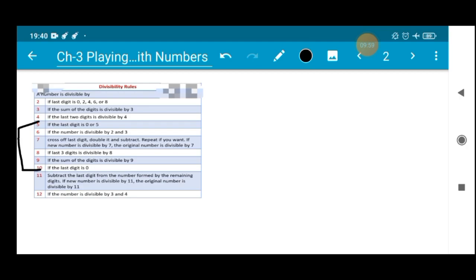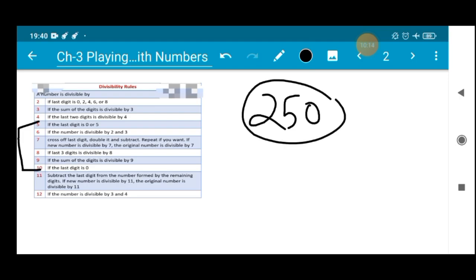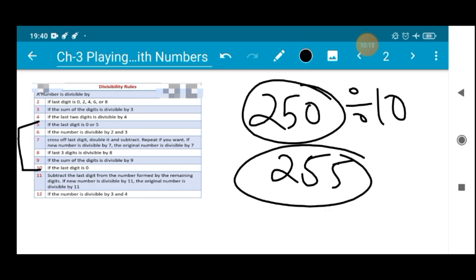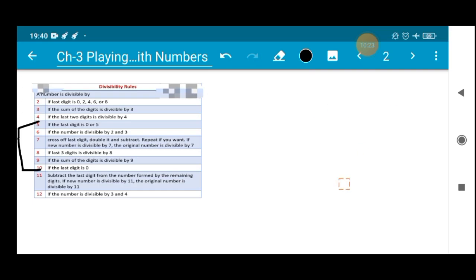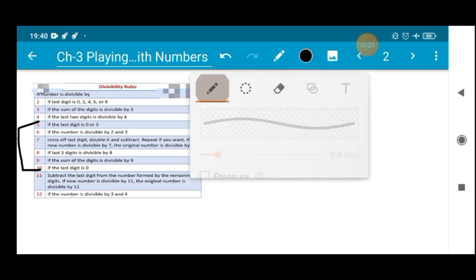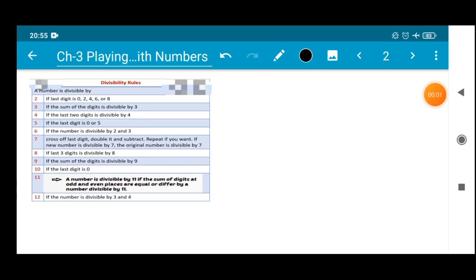Only in case of 5, if the last digit is 5, then the number will be divisible by 5. If the last digit is 0 or 5, it will be divisible by 5. But in case of 10, if the last digit is 0, say for 250, then the number will be divisible by 10. But if you have 255, it will not be divisible by 10. So the digit at the unit position, or ones position, should be 0. Okay, so let's proceed to the next very important point of divisibility rule, that is 11.